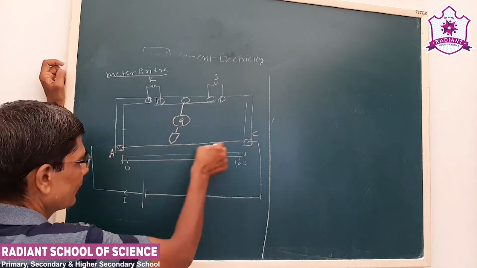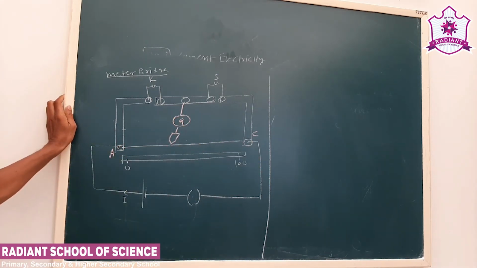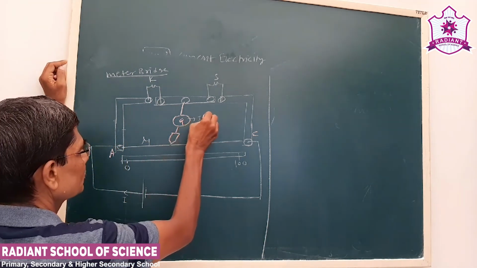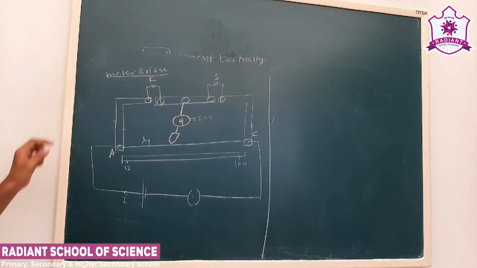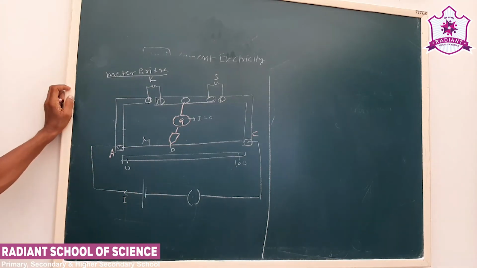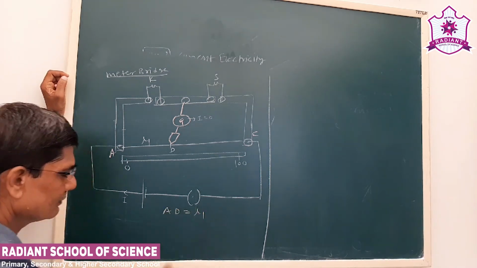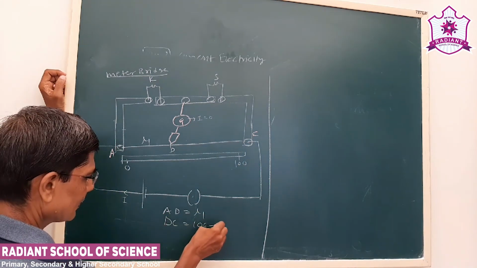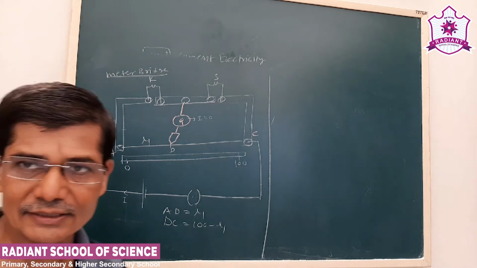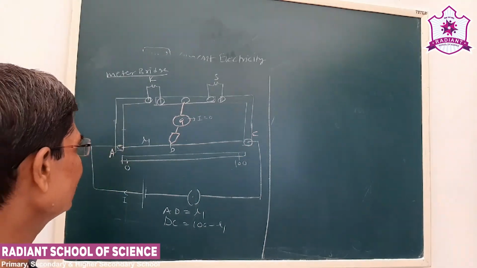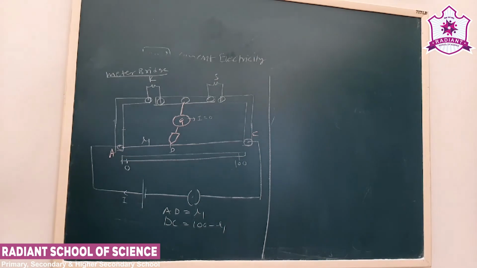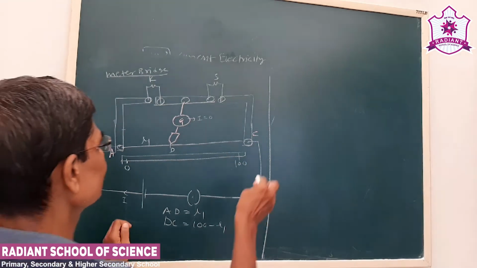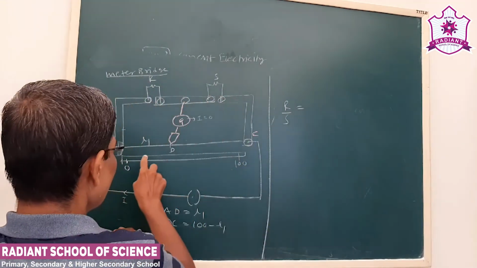When we move this jockey key on the wire AC to some particular length, let us say L1, the galvanometer shows 0 deflection. So this AD part is L1, let us say AD is L1. The DC part is 100 minus L1. We have seen in the balance condition of the Wheatstone bridge, R1 upon R2, here R upon S, should be equal to AD upon DC. That is, R upon S is L1 upon 100 minus L1.